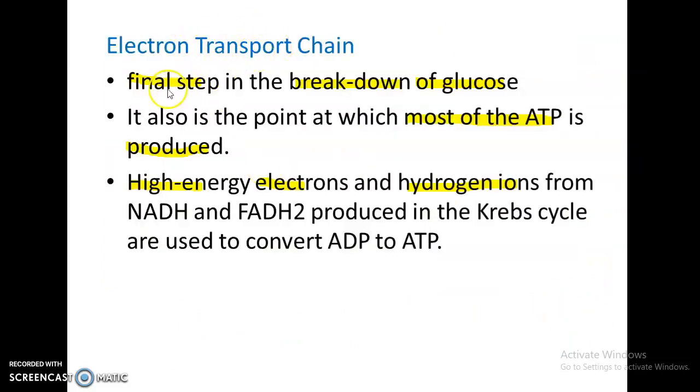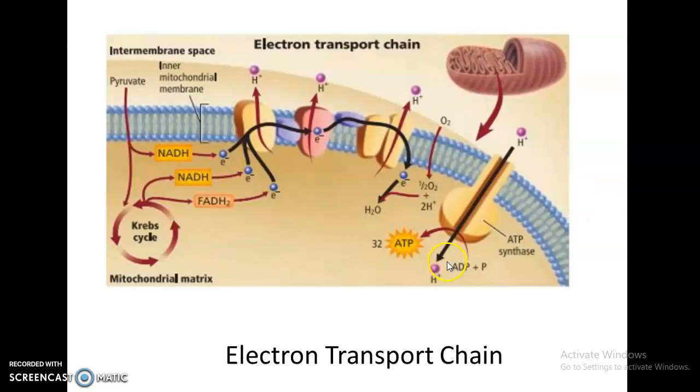So the electron transport chain is the final step in the breakdown of glucose. The first step is glycolysis, then the next step will be the TCA cycle, and the final step will be the electron transport chain. It is also the point at which most of the ATP is produced. High energy electrons and hydrogen ions from NADH and FADH2 produced in the Krebs cycle are used to convert ADP to ATP. So this is just the inner membrane of the mitochondria.